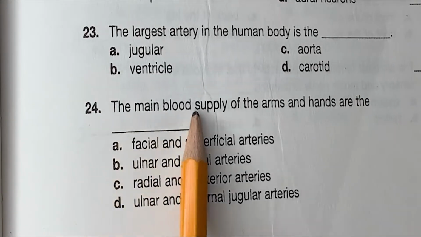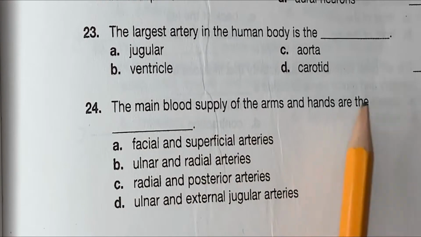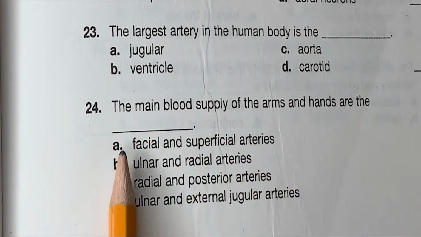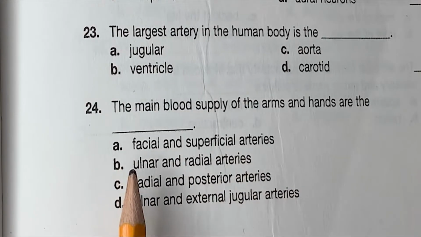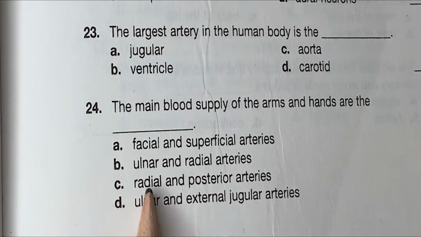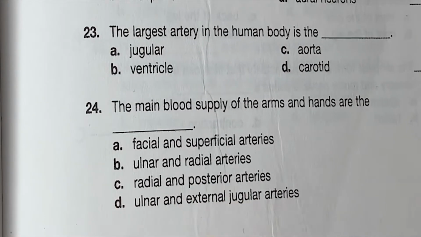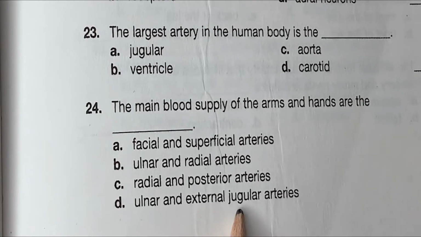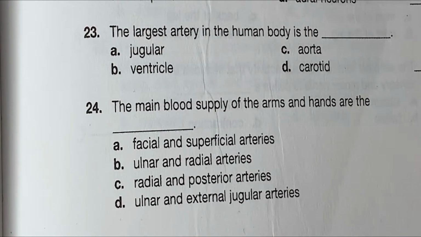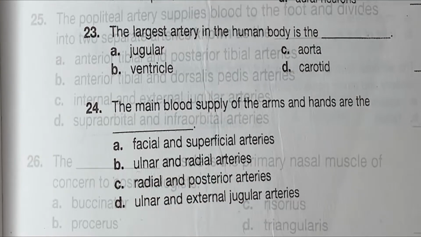24. The main blood supply of the arms and the hands are the blank. A, facial and superficial arteries, B, ulnar and radial arteries, C, radial and post arteries, or D, ulnar and external jugular arteries. And the correct answer is B, ulnar and radial arteries.